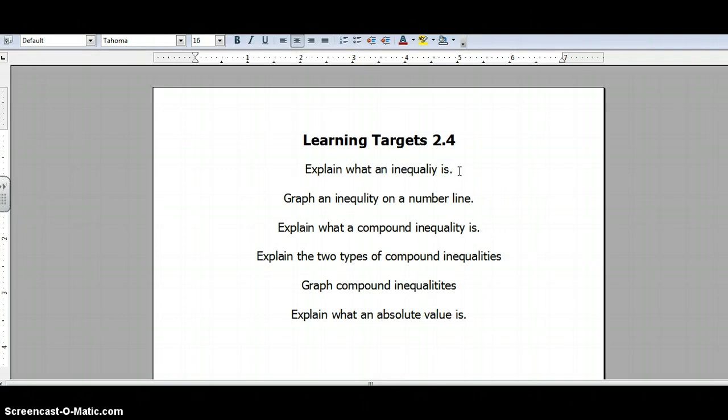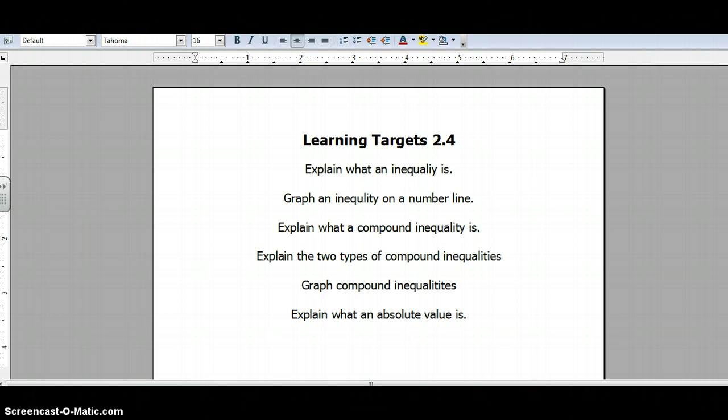Hopefully you should be able to tell me that's a greater than, less than, or equal to sign. You should be able to graph an inequality on a number line, explain what a compound inequality is, explain the two types of compound inequalities, which should be your "and" or "or", graph a compound inequality, and also explain what absolute value is. And hopefully you know that that is the brackets that make the value inside there positive. We spoke about in class how it just means how far away from zero you are. So any negative numbers will turn to a positive number, and a positive number remains the same.